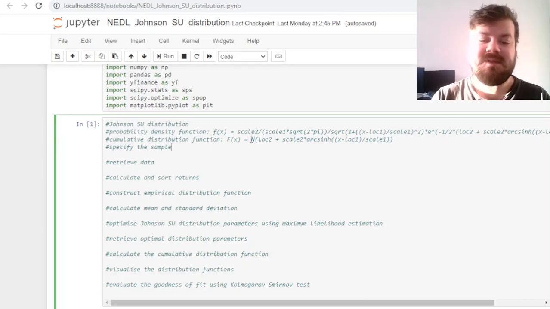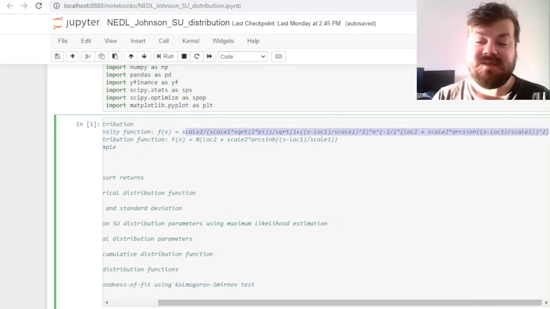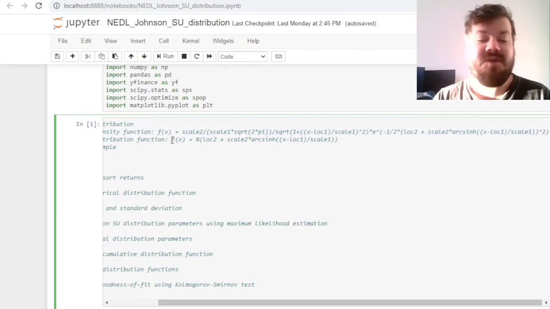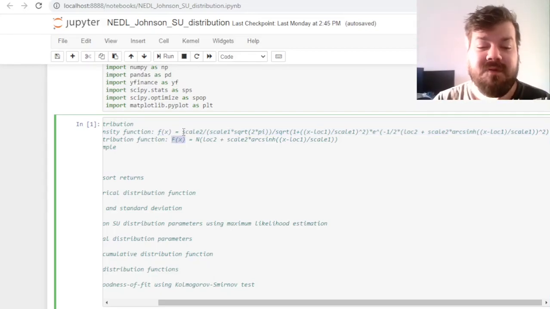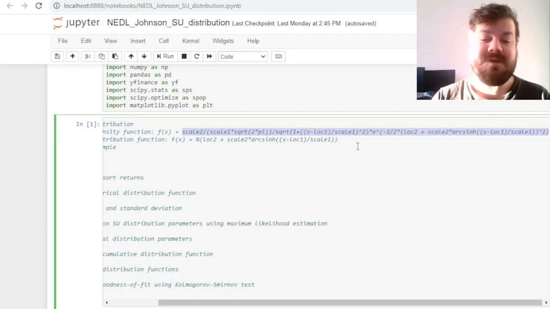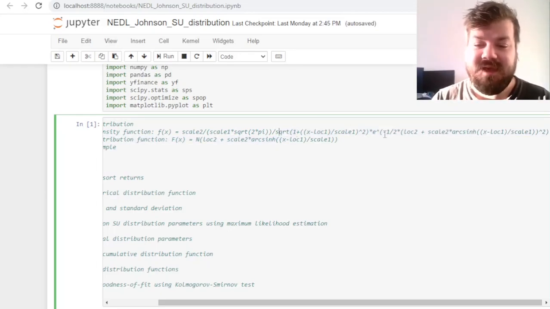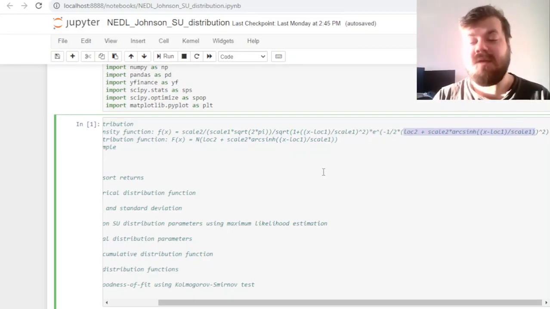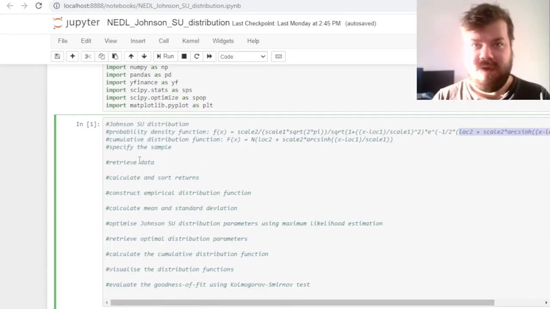Given that this is quite a nested expression with the normal distribution imposed on top of the hyperbolic arc sine, we have got a slightly less neat probability density function, given that the probability density function is just the first derivative of the cumulative distribution function. However, it's still manageable, especially in Python. We just need to make sure that we code all of the steps correctly. We have got scale parameters. We have got the square root of a transformed x variable in the denominator here, and we've got an exponent of our main expression here.